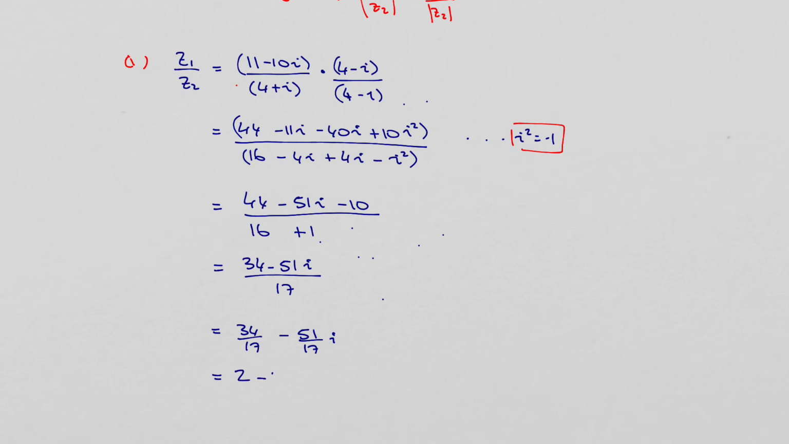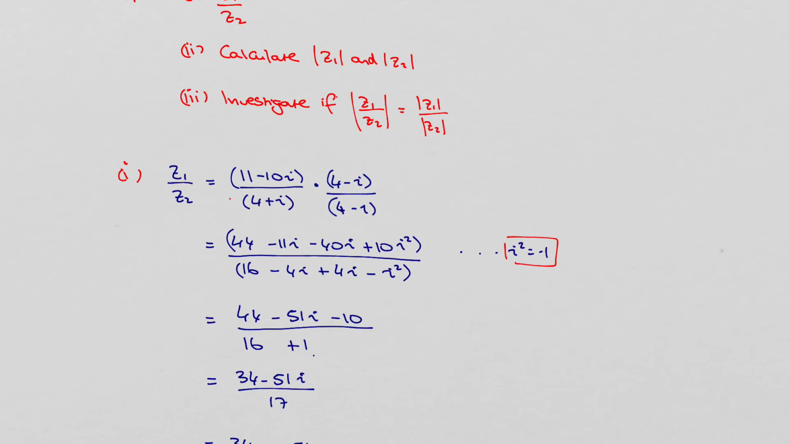into 51 3 times. So we should always write our answer as a plus bi. If 17, say, didn't divide into the top numbers evenly, we would have to leave our answer in fraction form, but it should always be in the form of a plus bi. So always in form a plus bi. Okay, so that's part 1.